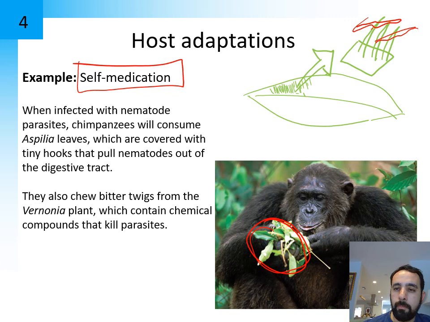So that's self-medication, right? It's not the only example. Some may eat Vernonia plants, which contain chemical compounds that kill parasites, and many other vertebrates can do so too. They know which plant to eat when to fight off a certain parasite.